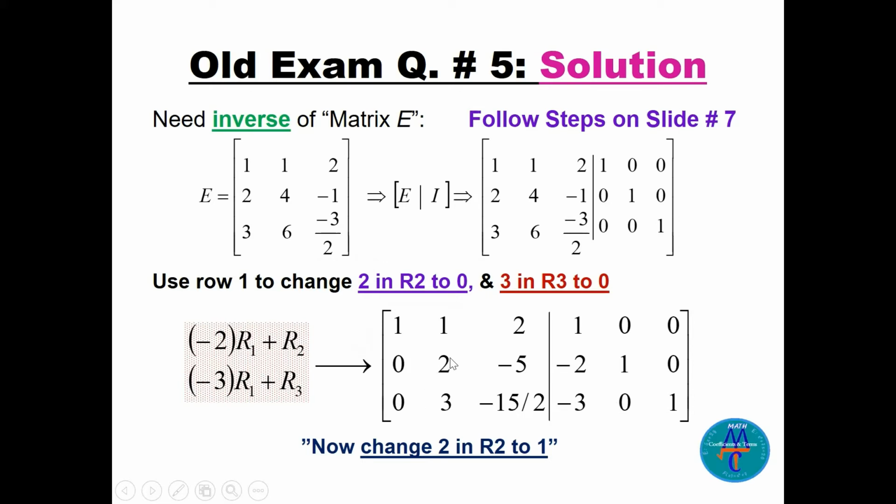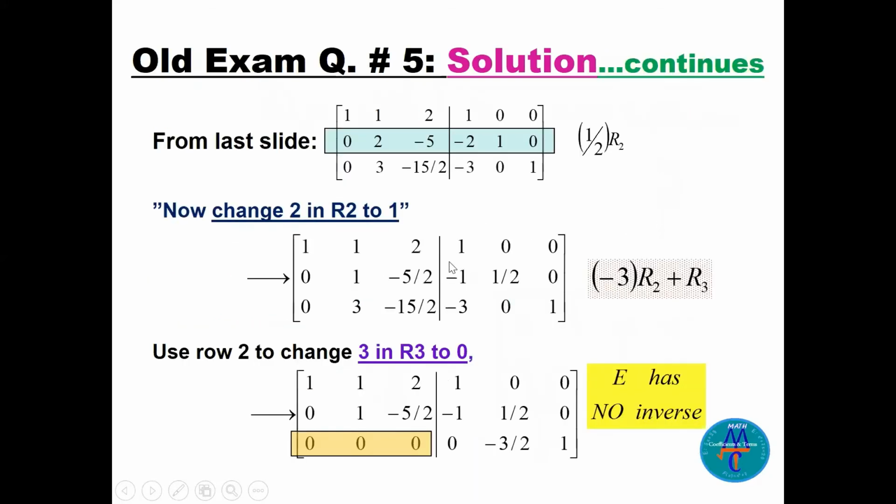Now I have to change this number here to 1. So I proceed, I change this number to 1. That means we will divide by 2. So 0, 1, minus 5 over 2, minus 1, divide by 2 here, half, 0. And here we have 0, 3, etc.